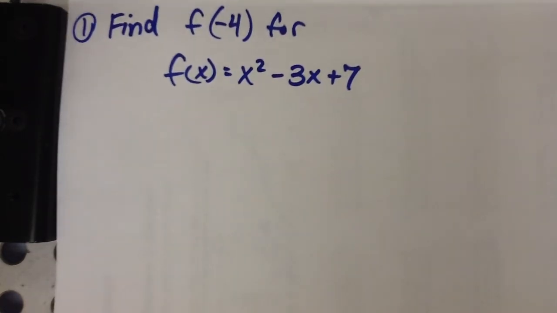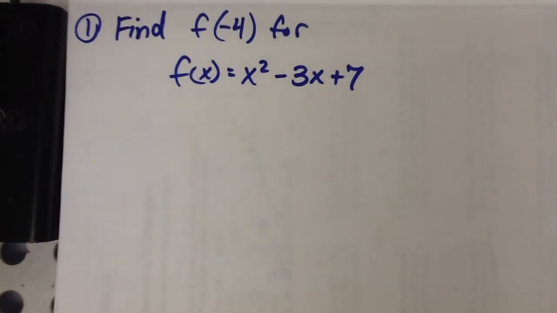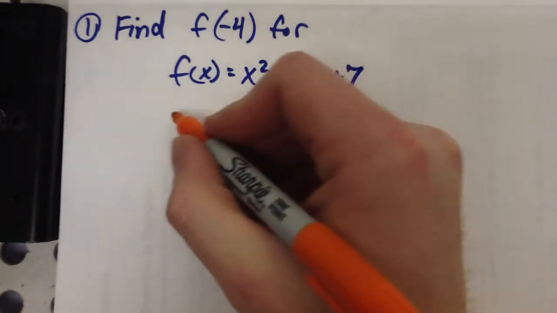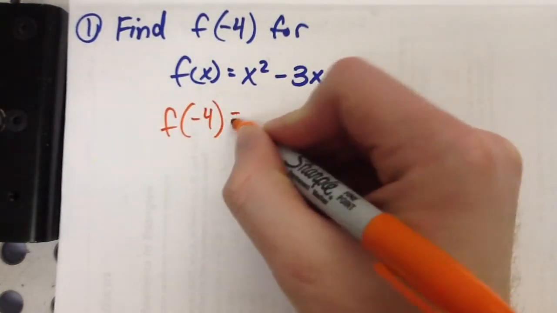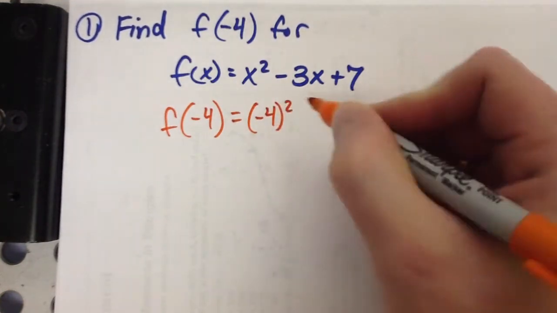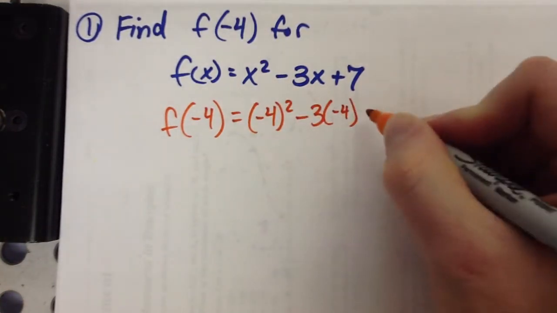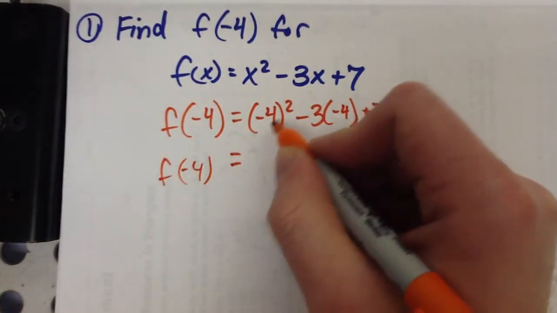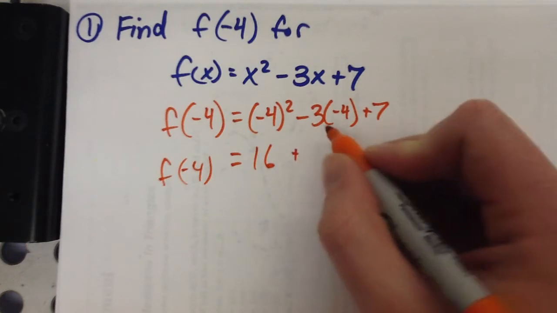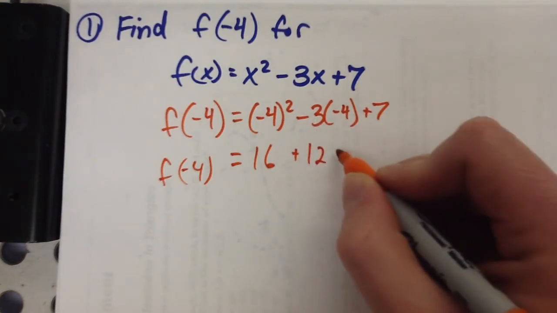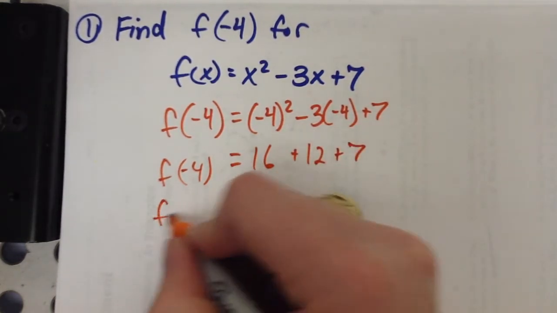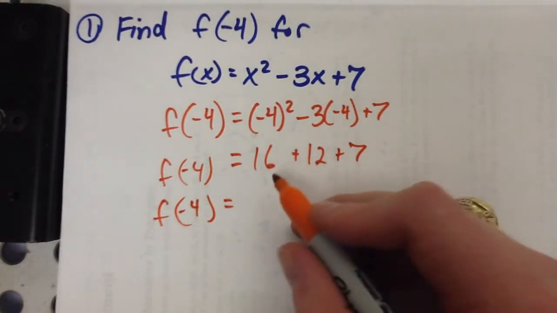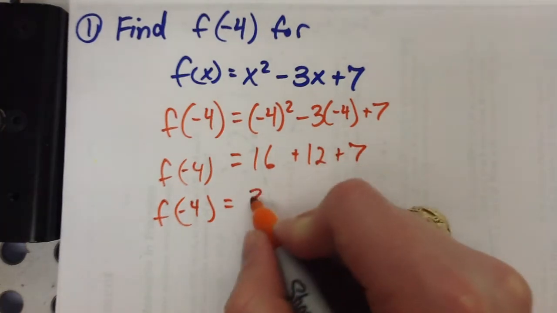All right, let's practice plugging one in. So find f of negative 4 for f of x equals x squared minus 3x plus 7. Everywhere I had an x, I'm putting in negative 4. So f of negative 4 equals negative 4 squared, that's 16. Negative and negative make plus 12, plus 7 comes down. So f of negative 4 is 16 plus 12 plus 7, so that's 28, 35.